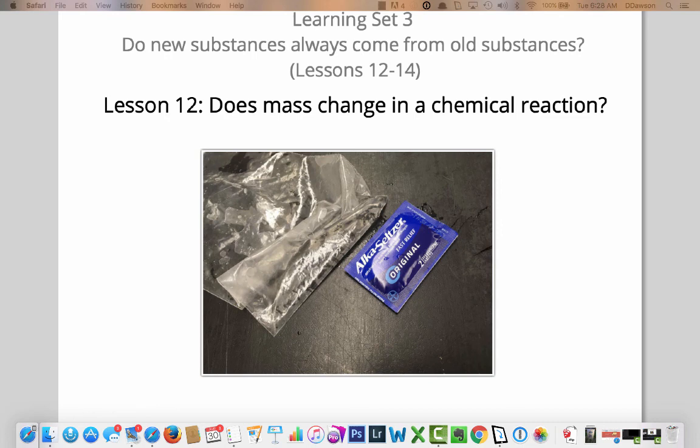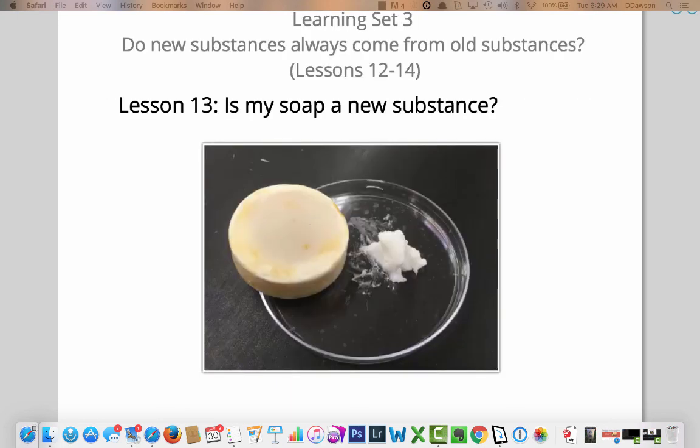And so you can talk about how the gas does have mass, even though we don't think of gases as having much mass. So that's conservation of mass. That's the key piece there. In lesson 13, we're really talking about, did I make a new substance or not? And this is another big claim, evidence, and reasoning piece.